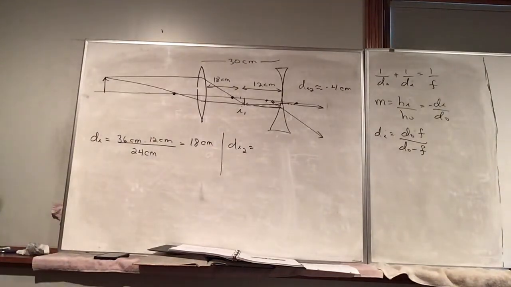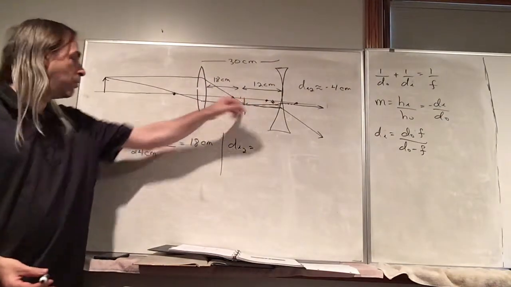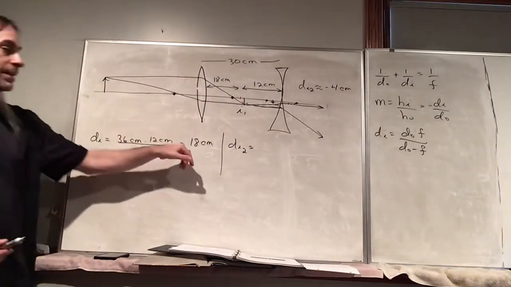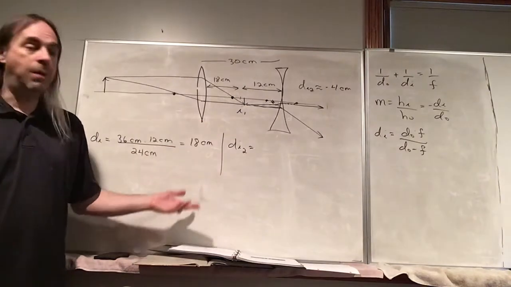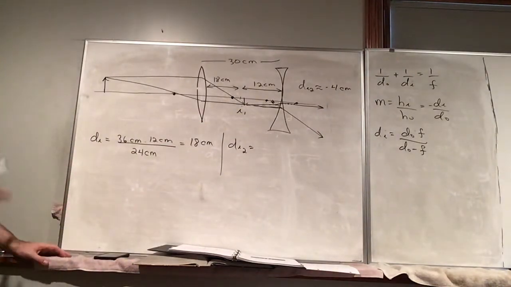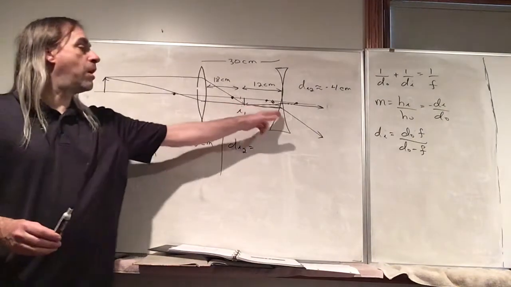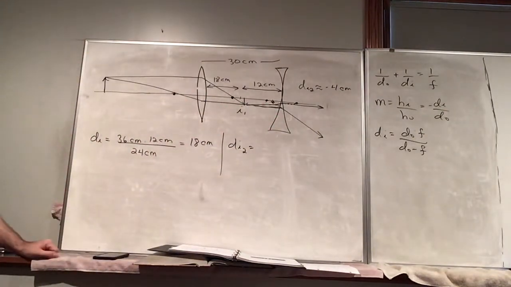A common mistake would be, we're treating this as the object now. DI for that was 18 centimeters. So that'll be DO for the next lens. No, not that simple. This is where drawing a diagram is exceptionally useful. So we get this object distance right. So this image is 12 centimeters to the left of the diverging lens, which means that it is positive 12 centimeters.